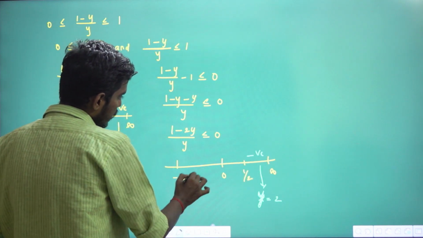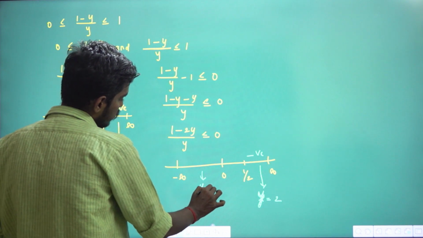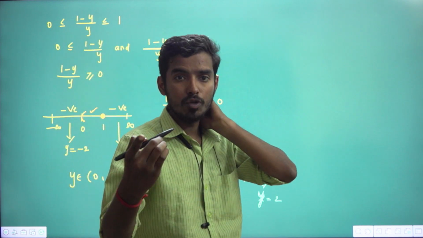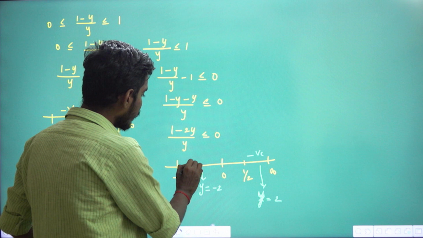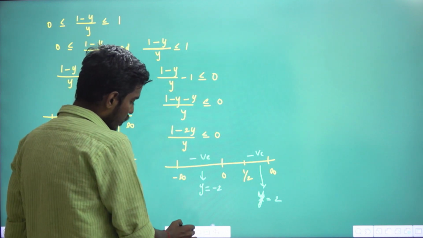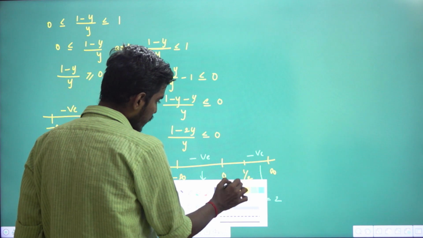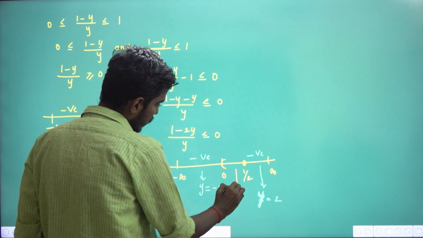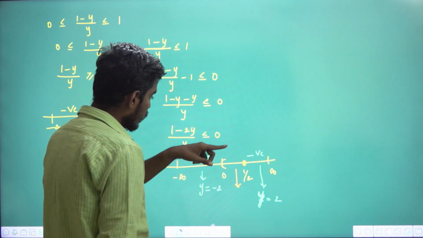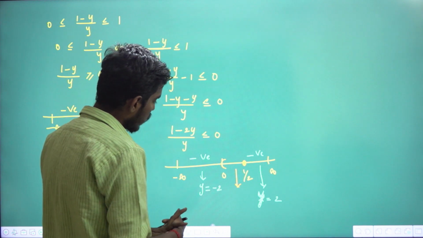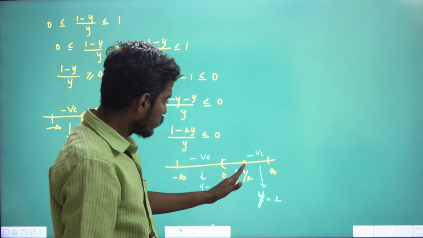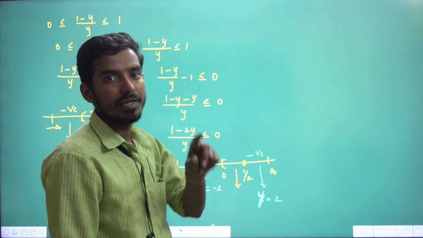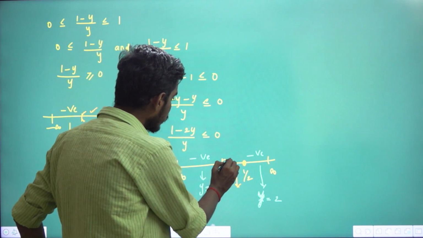Similarly, in this region you take y to be minus 2. You can take any value. If you take minus 2, it is 1 minus 2 into minus 2. Now 1 plus 4 is 5. So 5 divided by minus 2. Here also negative. If it is 1 by 2, output is equal to 0. When it is 0, it is undefined. Similarly, for this region, let us take 0.4. If you take 0.4, it is 1 minus 2 into 0.4. So 1 minus 0.8 is 0.2. So 0.2 by 0.4. This will be positive.